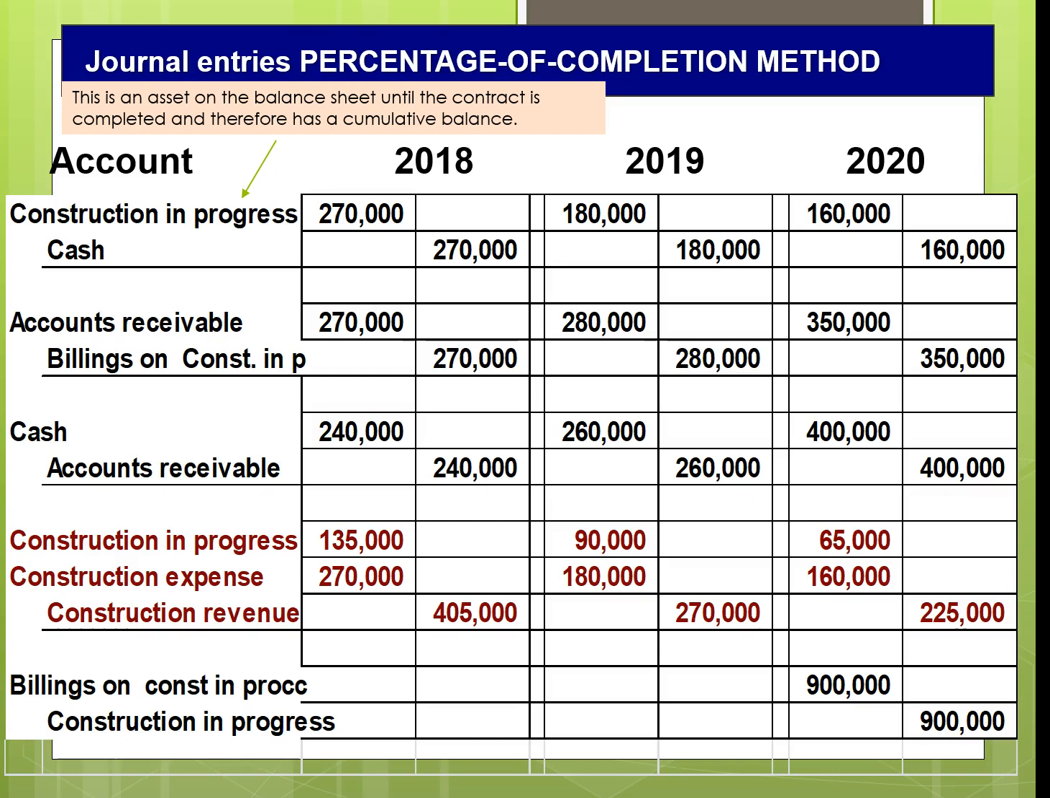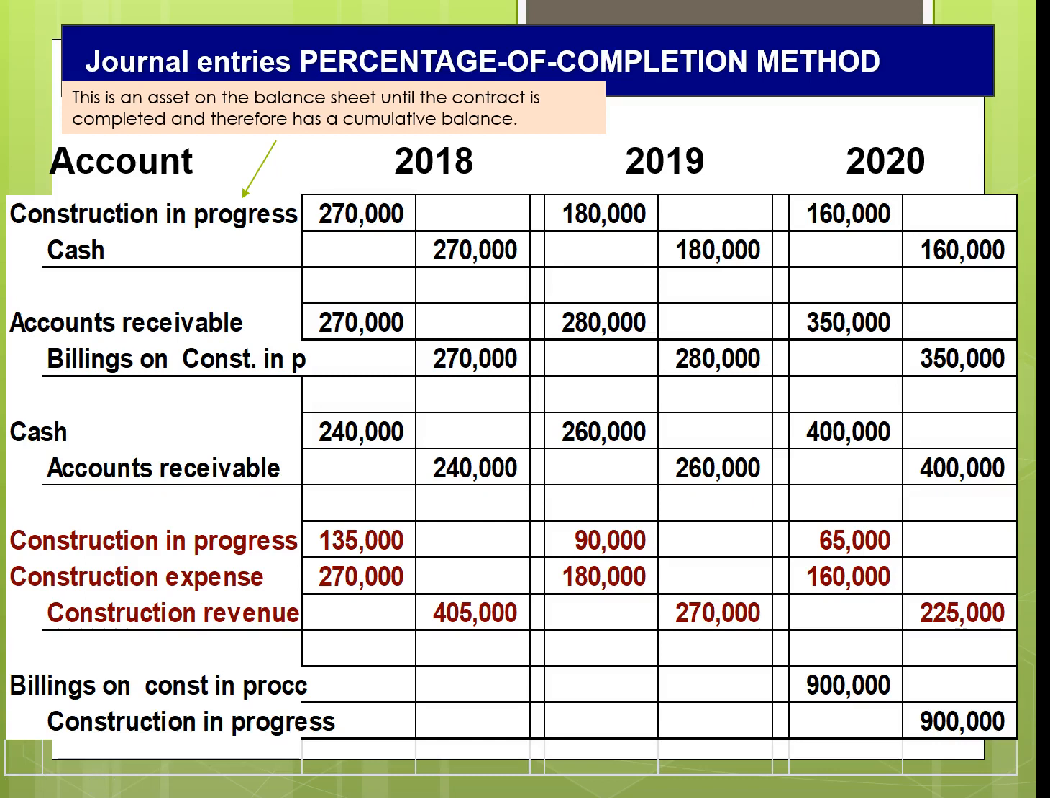Now, we show our billings on construction, which were 270. That is the offset. That's the liability. Construction in process is our asset. So these two offset each other on the balance sheet. Then we would record our collection of receivables, and then we're going to record our actual revenue for 2018.